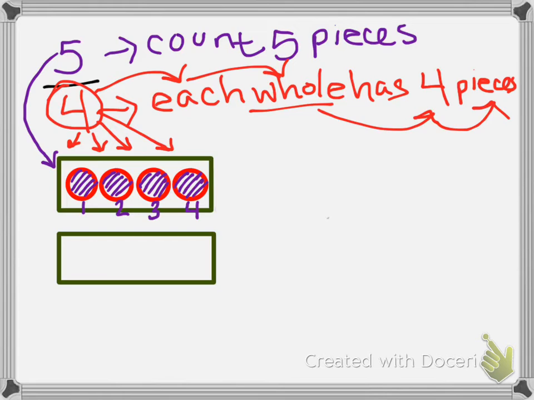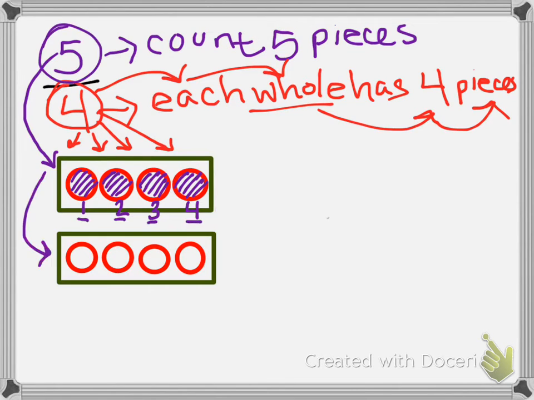And I remember from my denominator that each whole has 4 pieces. So I put another whole, and it has to have 4 pieces. Now, I know that I have to count 5 pieces. I have 4 on the top model. I'm going to add 1 more down below. That makes 5 pieces. Now, I can count 5 pieces like my numerator told me to, and I still showed that each whole box has 4 pieces in it.